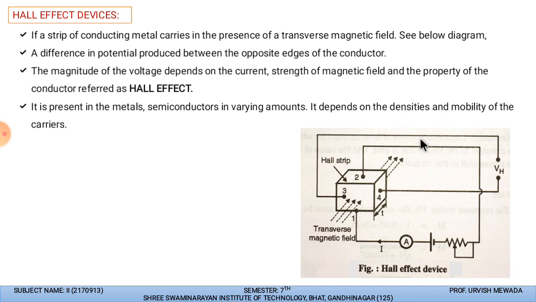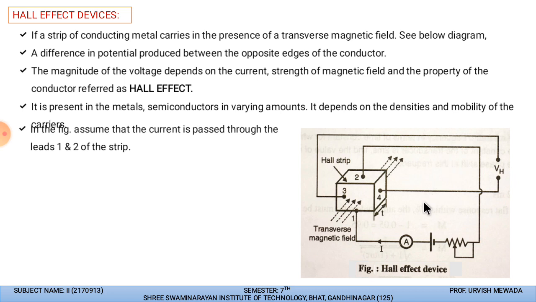Whenever the mobility of the carriers or charges is high, and such materials are placed in a magnetic field, at that time we will get the maximum Hall voltage. On this principle we can describe the Hall effect.